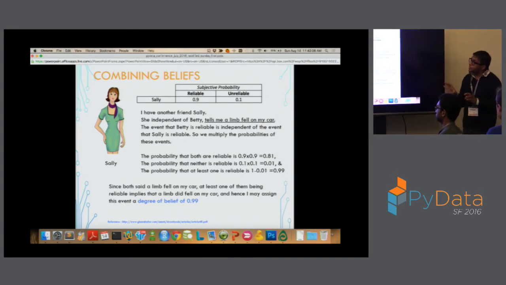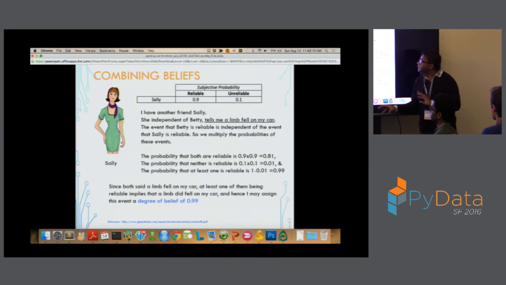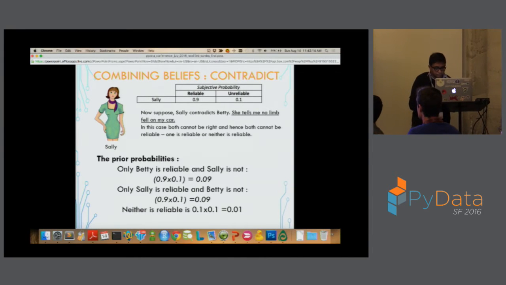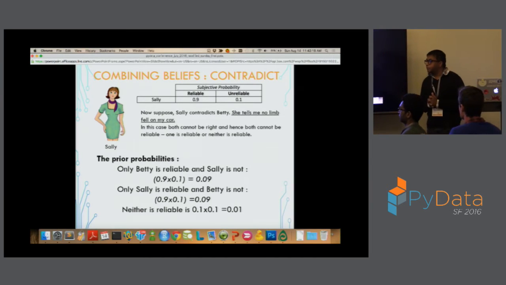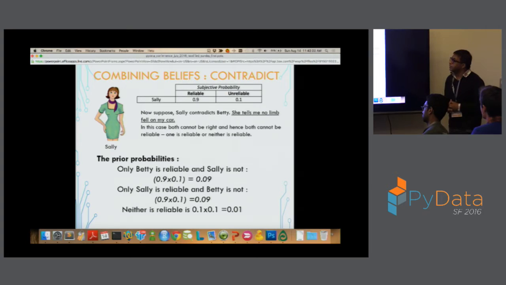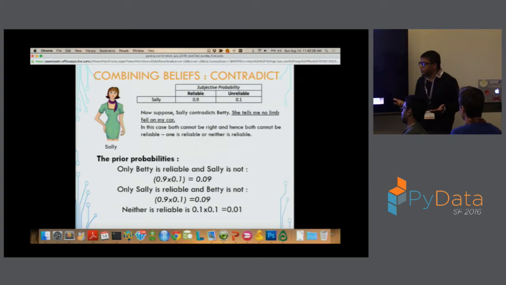Okay? So this is a scenario where they both agree with each other. And now I'm going to the next scenario where they contradict each other. Sally contradicts Betty. Sally tells me that no limb fell on my car. So in this case, both of them cannot be reliable because one has to be unreliable. So now we go into something called prior versus posterior probabilities.